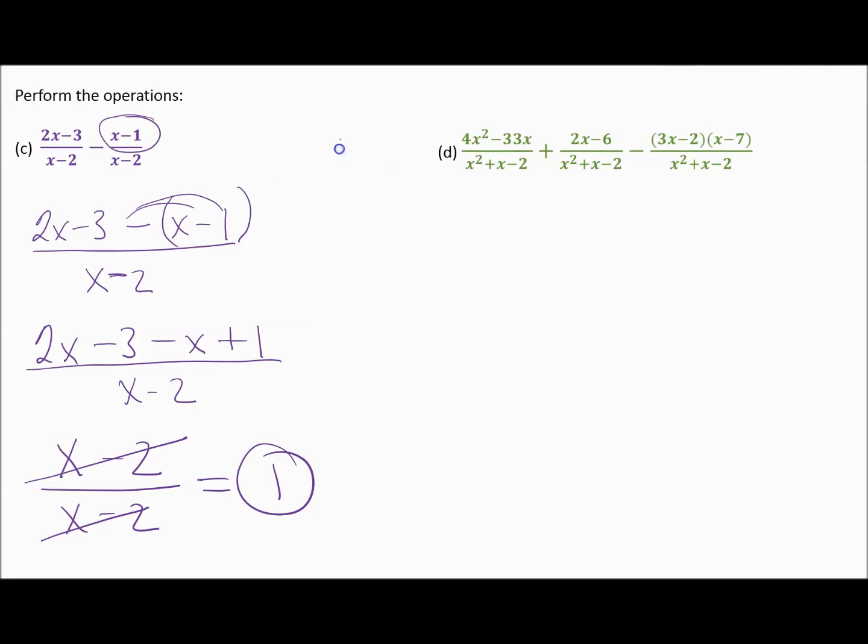Okay, so let's look at another problem. Look at this. I'm adding and subtracting, but look at our denominators. I have an x squared plus x minus 2, another x squared plus x minus 2, and another x squared plus x minus 2.